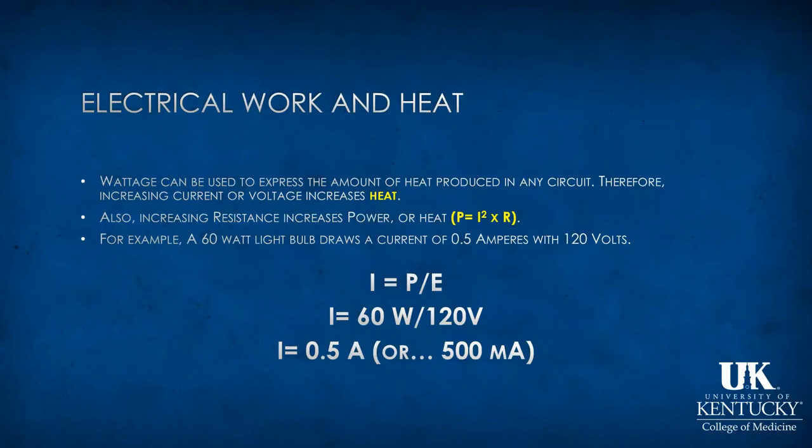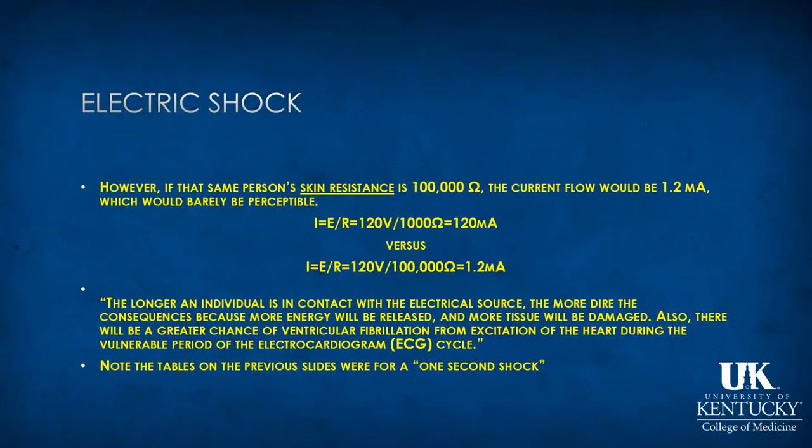So, to recap some of the previous physical facts, wattage can be used to express the amount of heat that's produced in a circuit. Therefore, increasing current or voltage increases heat in the circuit. Increasing resistance also increases heat through the formula P equals I squared times R. And as mentioned before, a light bulb draws a current of half an ampere if it's a 60-watt bulb.